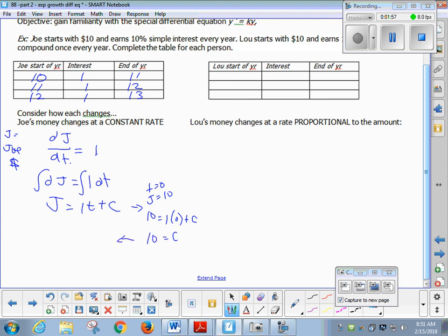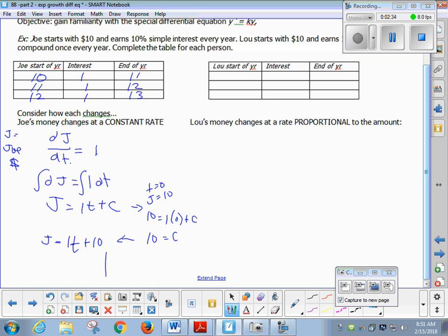Therefore we could say Joe's amount is, I can't seem to write a 10. 1t plus 10. What does that mean to you? 1t plus 10. Joe's amount is? Talk to me. Interpret, please. Use your brain. Linear. Linear. Okay. Describe the 1 and the 10. What do they mean? Starts at $10 and gets $1 every year.